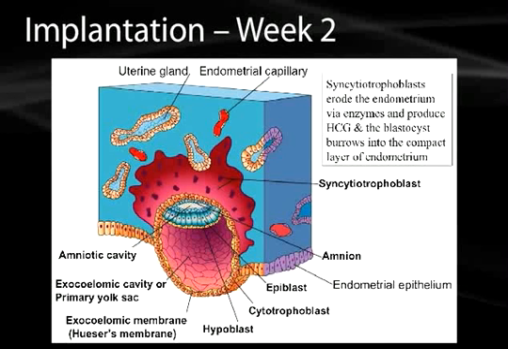This early embryo will be entirely implanted over and into the endometrium in the early phases, and it always implants with that embryonic pole inwards. The syncytial trophoblasts are responsible for eroding the endometrium via enzymes, and they'll produce the human chorionic gonadotropin that will be an early indicator in some of the pregnancy tests that are available.